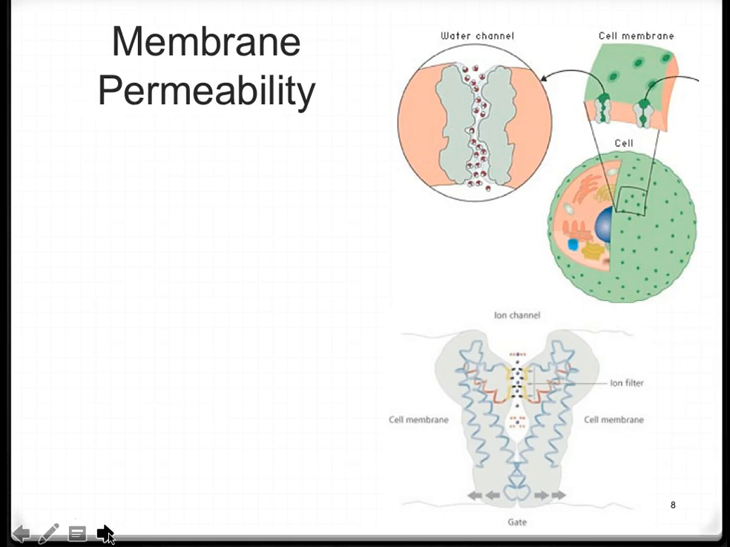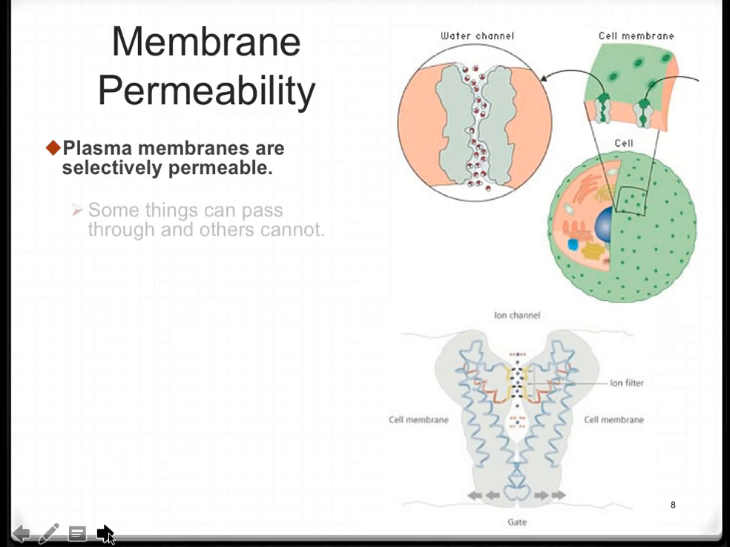All right, so let's get into membrane permeability. So as I mentioned, plasma membranes are selectively permeable. That means they allow certain things through, not everything. So you have to put in these protein channels to allow things through. Okay.